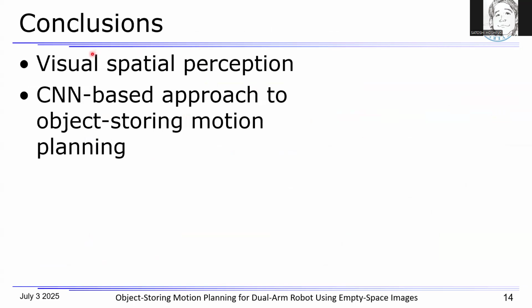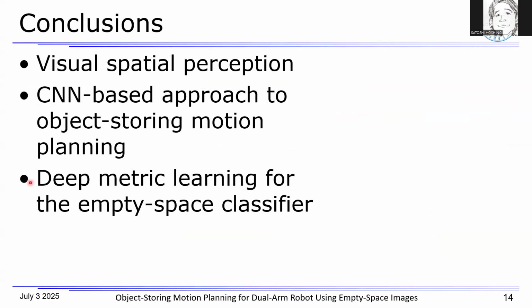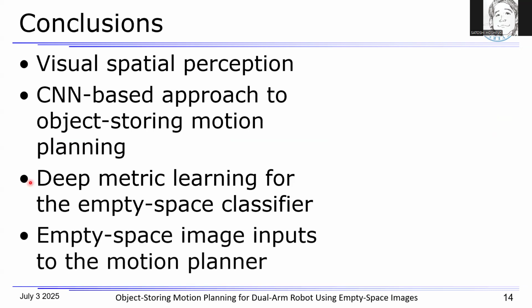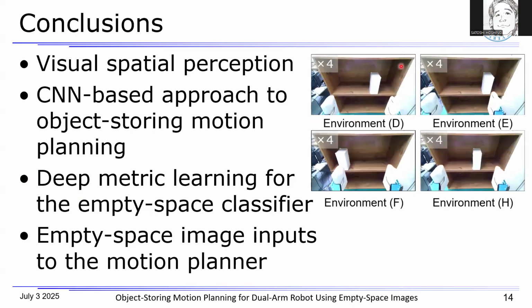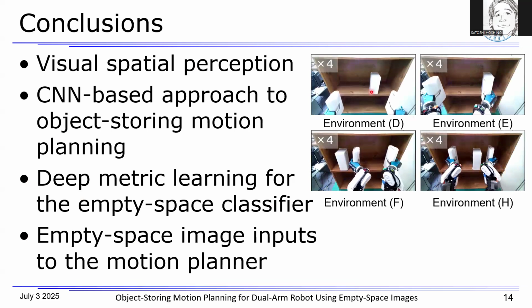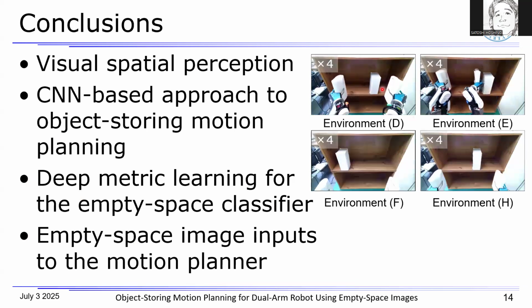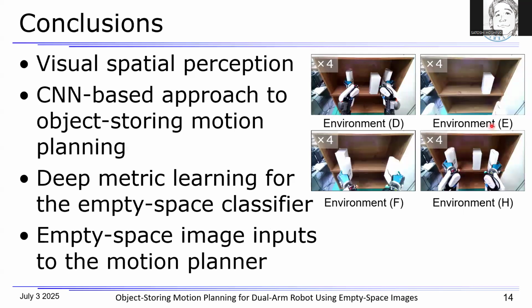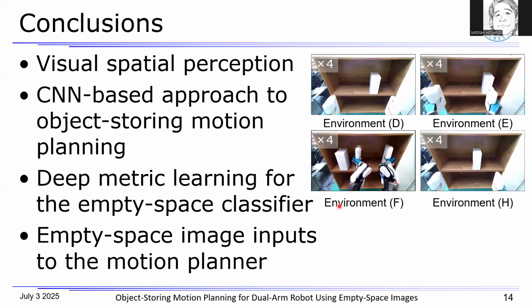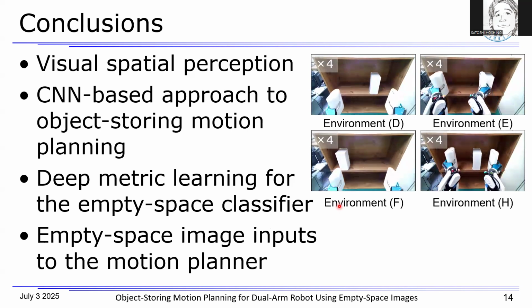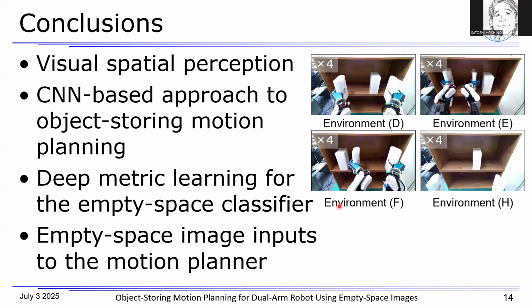Okay, in conclusion, focusing on visual spatial perception, we presented a CNN-based approach to object storing motion planning, and deep metric learning was applied to the empty space classifier, and empty space images were then generated and used as inputs to the motion planner. Finally, the robot was able to store the objects into the correct empty spaces, not only in known environments, but also in these unknown environments because of the improved generalization capability.